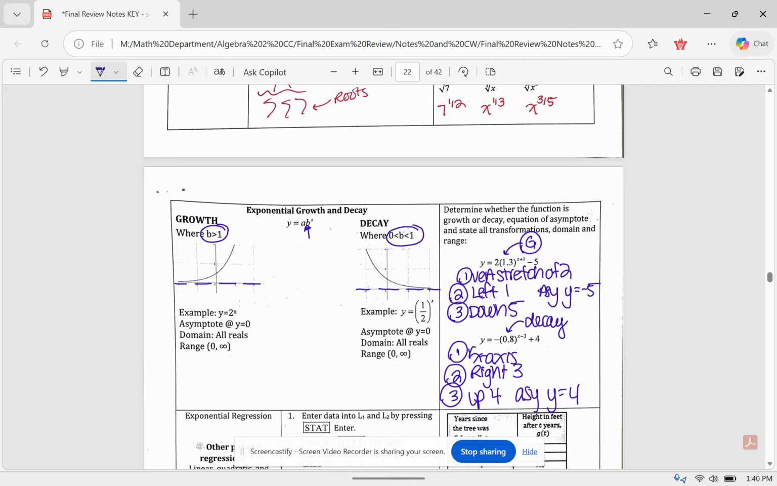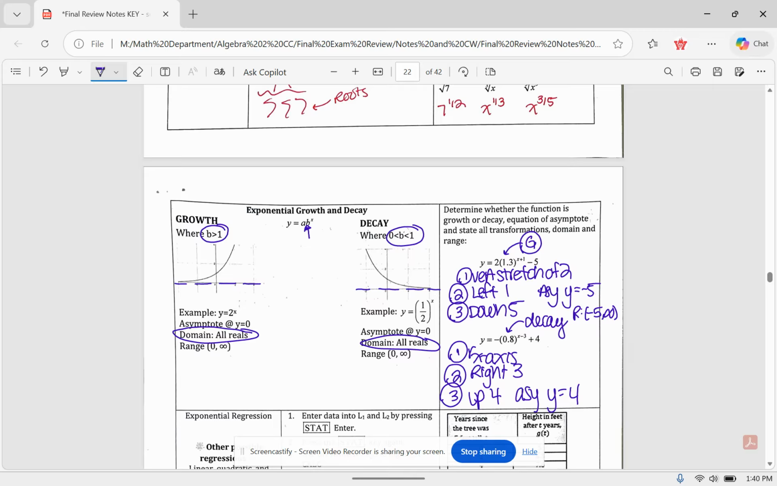Now in both of these cases, no matter what, the domain is always going to be all reals. The range, though, is dependent on the asymptote. So this exponential growth function has an asymptote of negative 5. That means the range would be negative 5 to infinity. With this one, our asymptote is at 4, so our range would be 4. Actually, I take that back. This is a negative, so it's being flipped down. So this would actually be from negative infinity to 4. So just keep that in mind.